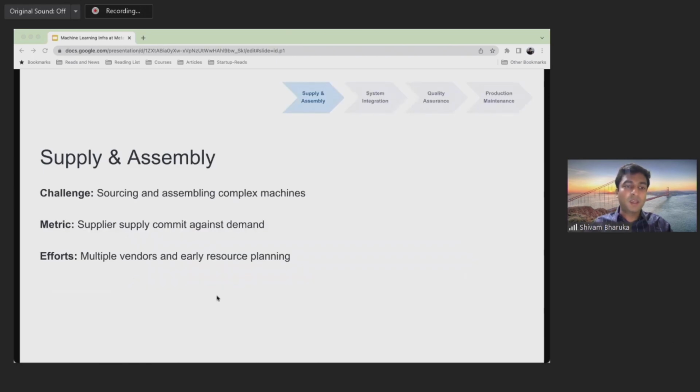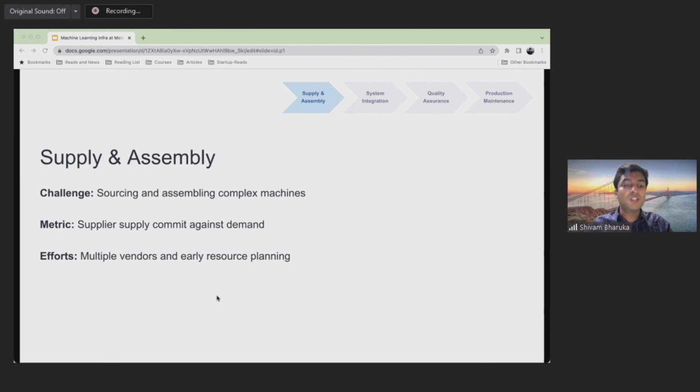Let's start with supply. In terms of supply, you need to source and assemble these complex machines with multiple parts. Compared to a traditional CPU, you have 3x to 5x replaceable units in AI hardware itself. So what is the metric that we use to ensure that supply and assembly is not our biggest challenge?